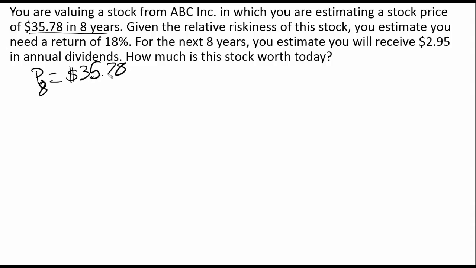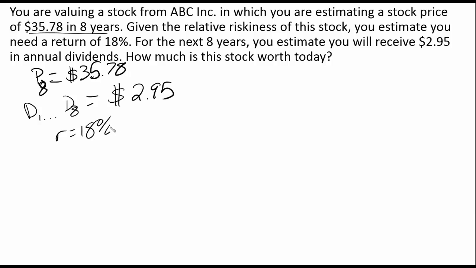But what we are showing here is that we have a price in 8 years of $35.78. Okay, and so between now and then, we have D1 through D8, and every single one of these is going to be exactly the same. It's going to show annual dividends of $2.95. And on this particular stock we require a return of 18%. That's just what we need in order to make sure that we're compensated adequately for the risk that we're taking on.